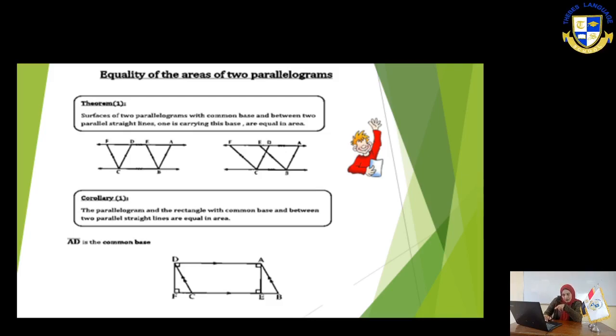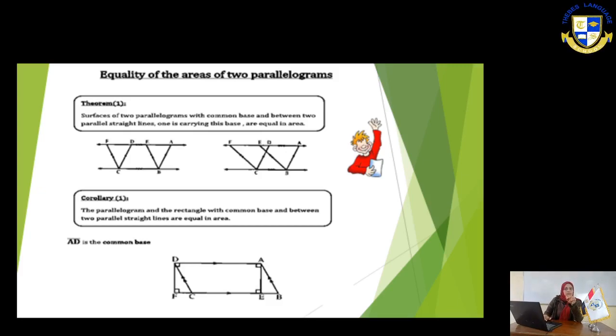Look at the second figure here. We have a rectangle AEFD and the parallelogram ABCD. The common base here is AD and the two parallel lines here are AD and FB. So we can say that the area of a rectangle equals the area of a parallelogram.